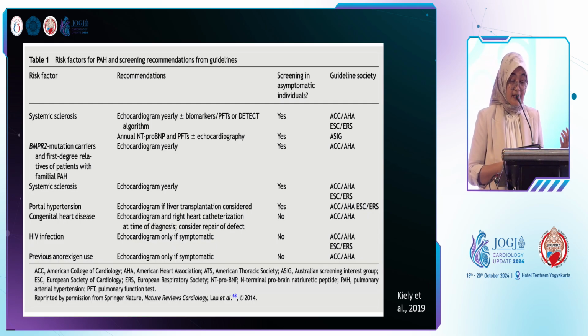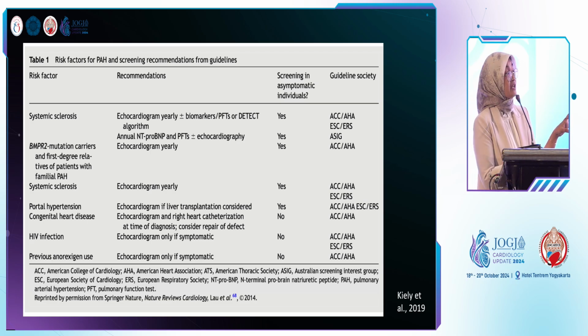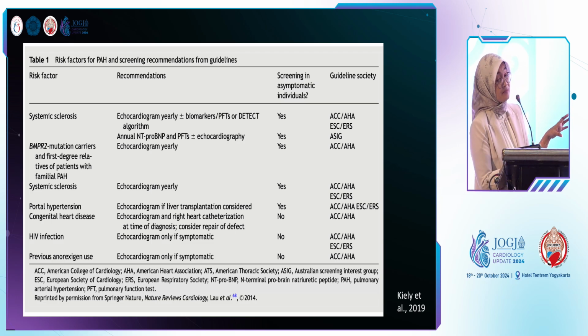This is, for example, a guideline for screening recommendations targeted at patients at high risk of developing pulmonary hypertension. For example, in systemic sclerosis, we can do echocardiography annually, and also perform biomarkers such as NT-proBNP as well as the pulmonary function test. For a genetic mutation, we can also do echocardiography yearly, and for portal hypertension, when they are to undergo liver transplantation, we can also do echocardiography. This can be done in asymptomatic individuals.